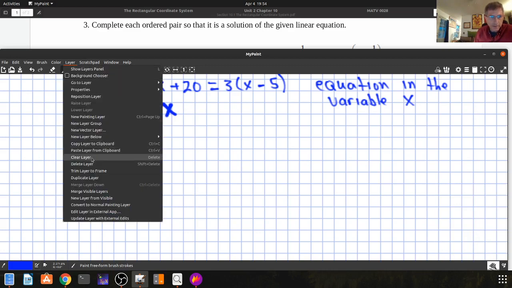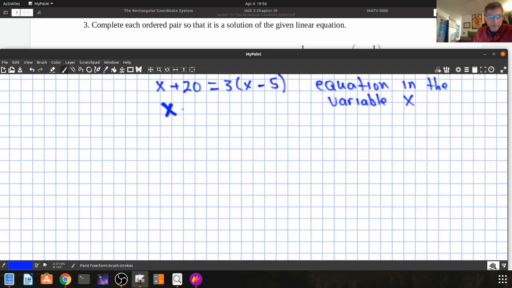Give me a second. Merge visible layers. Still not working. Technology is great when it works. When it doesn't, right? Okay, that will work. I just got to make it a little bit bigger.